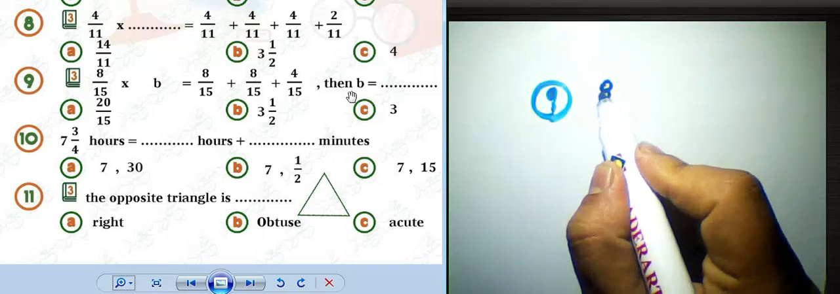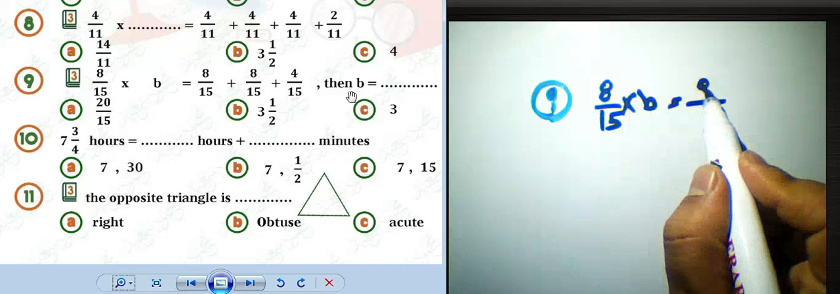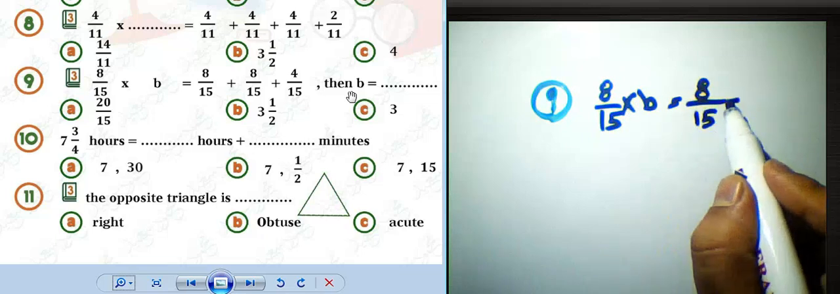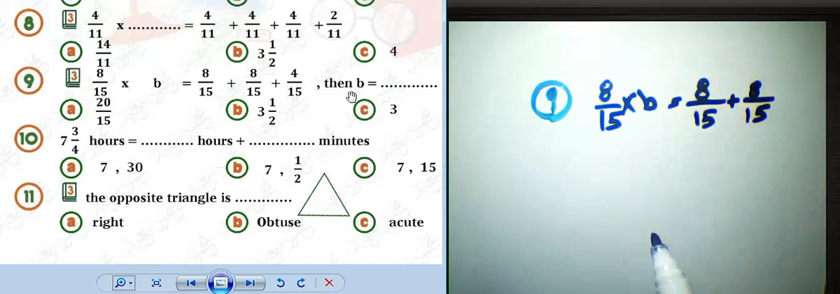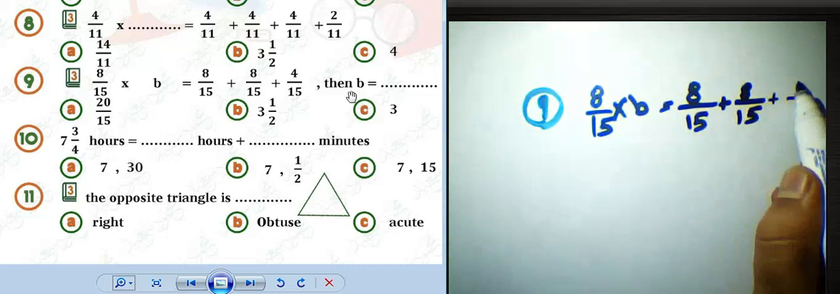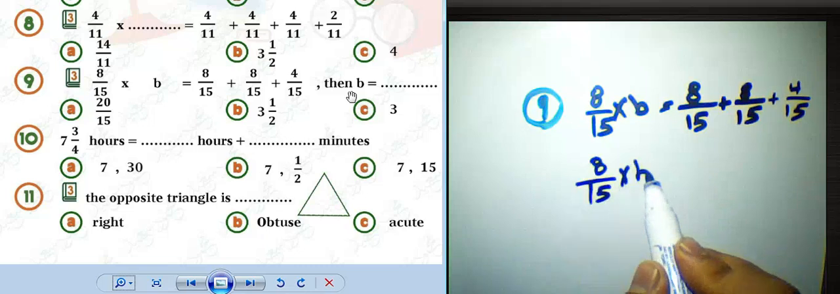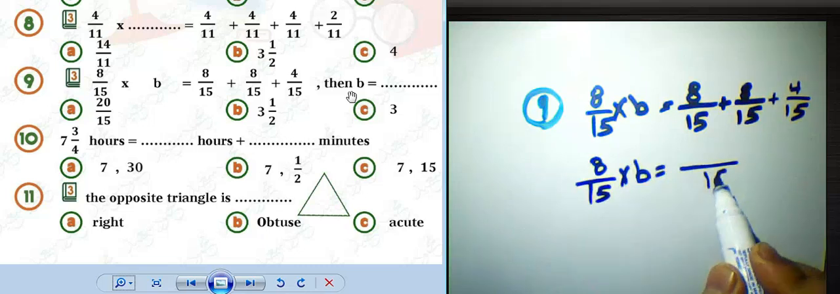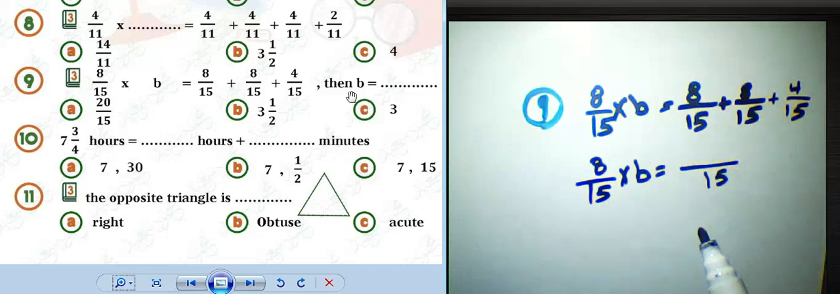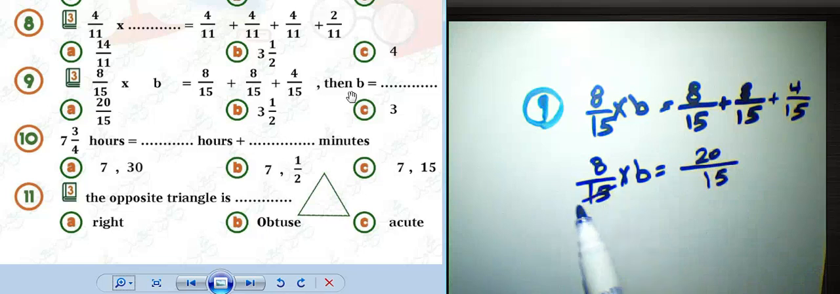8 over 15 multiplied by B equals 8 over 15 plus 8 over 15 plus 4 over 15. So 8 over 15 multiplied by B, it will be what? Write 15 on the denominator. 8 plus 8 equals 16. 16 plus 4 equals 20. You can cancel 15 by 15. Then 8 multiplied by B equals 20.